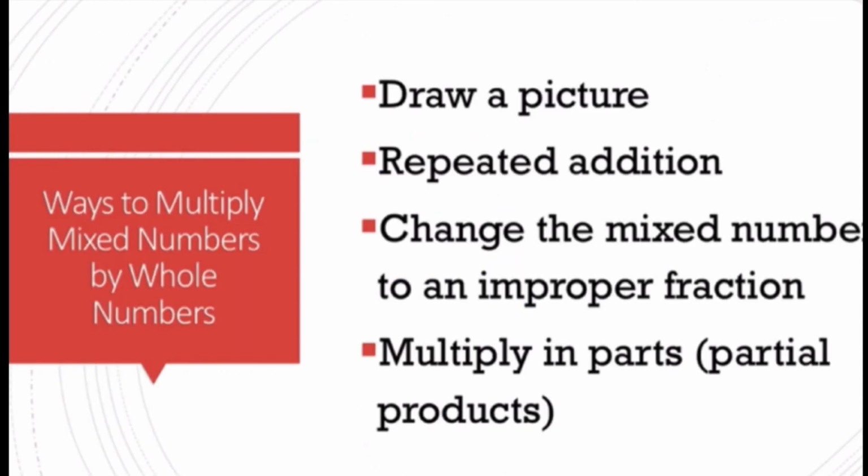So in conclusion, there's 4 ways of solving multiplication problems involving mixed numbers and whole numbers. You can draw a picture, repeat addition, change the mixed number to an improper fraction, or multiply in parts or partial products. The last 2 are probably the most efficient ways of doing it.